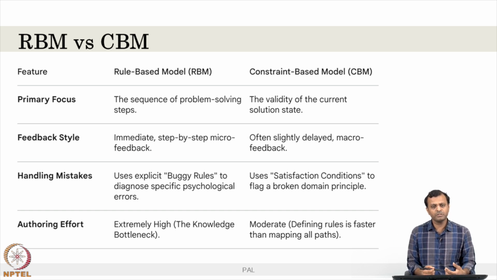In a rule-based model, the time and work needed to create such production rules is really high. The buggy rules effort is really high. If you don't have enough research conducted on the topic you want to teach, then you have to come up with a lot of buggy rules and conduct research. The constraint-based model also takes time. It is not easy, but a moderate effort is needed, and it's a bit faster compared to the rule-based model. So relatively, it is a bit easier.